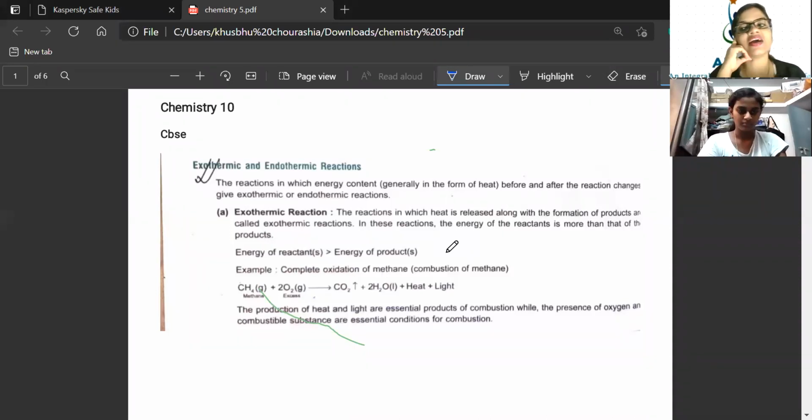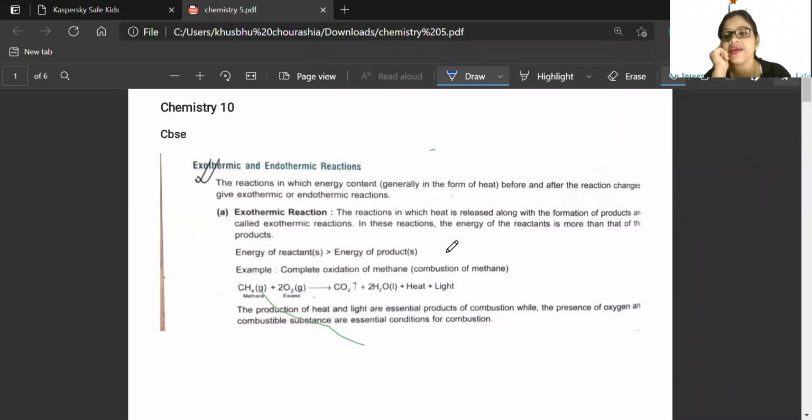If someone gives you an equation, how will you come to know that heat is released in it? You will see the left hand side and right hand side. If heat is released in the equation, then on the right hand side, the symbol of heat will be there.